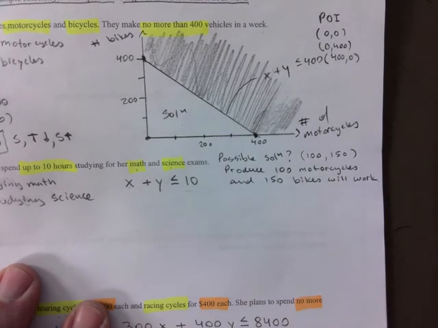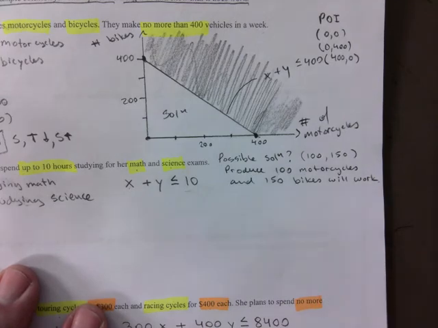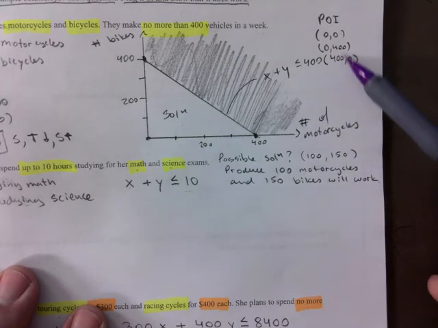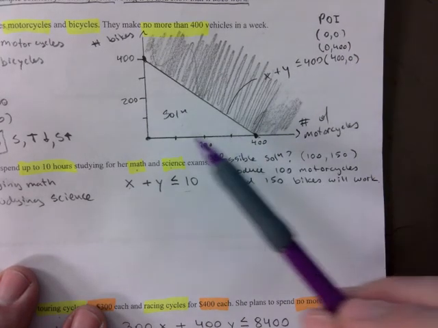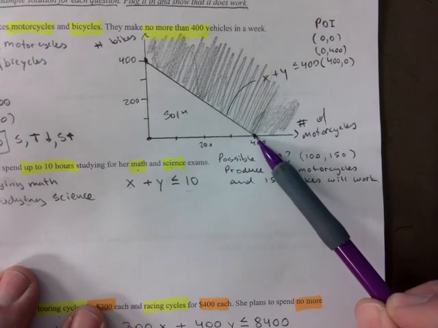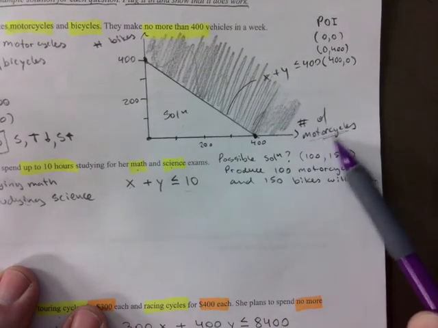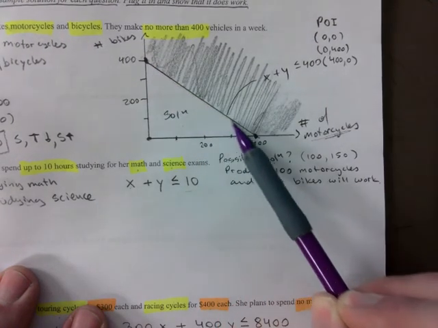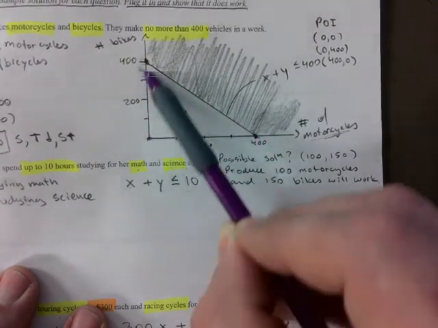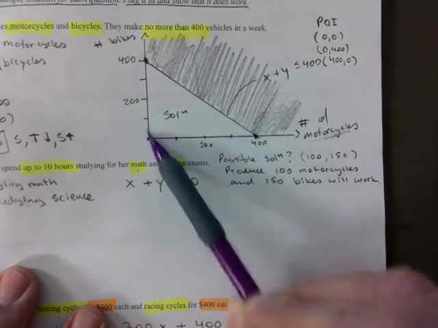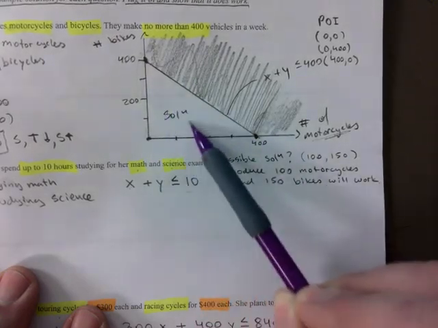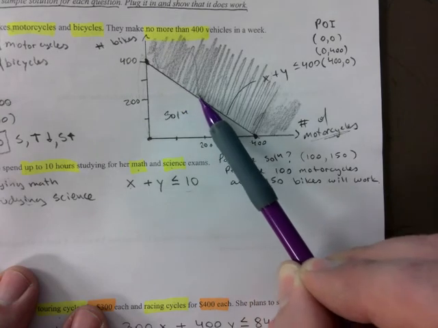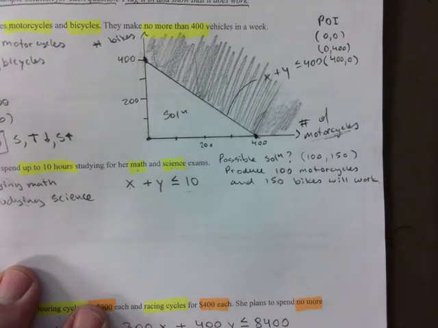Okay. By the way, some of you are asking, Mr. Dirksen, why aren't you picking one of the POIs? Absolutely, you could. You could pick this one here and say only making 400 motorcycles will do. Only making 400 bikes because this is a solid line. So anything along the axis will work. Anything inside the solution region will work. Anything along this line will work. Okay.